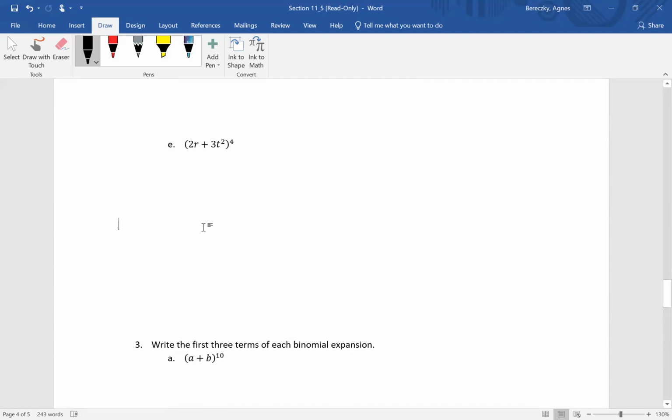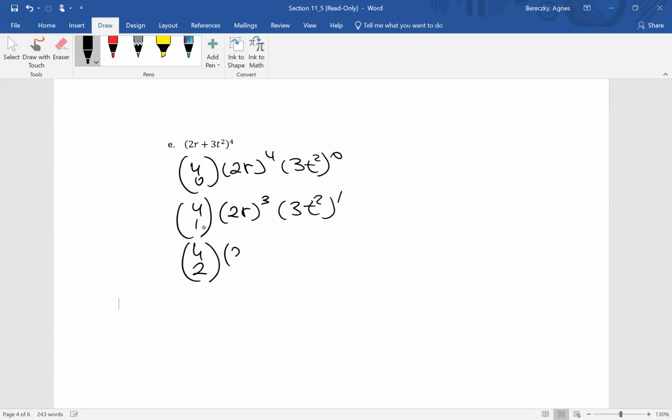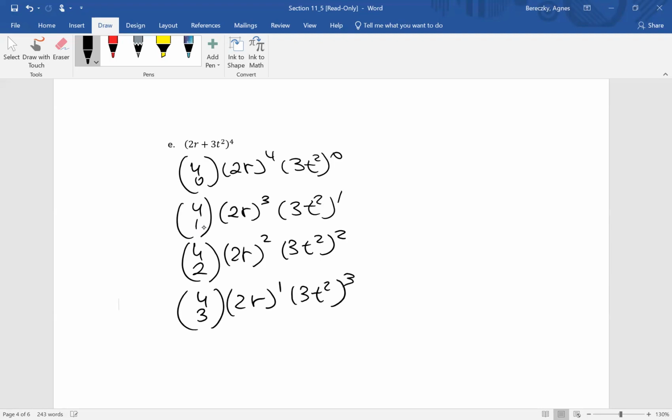And here's another one with 4. So we have 4 over 0, 2r to the fourth, 3t squared to the 0, 4 over 1, 2r to the third, 3t squared to the first, 4 over 2, 2r to the second, 3t squared to the second, 4 over 3, 2r to the first, 3t squared to the third, and 4 over 4, 2r to the 0, and 3t squared to the fourth power.